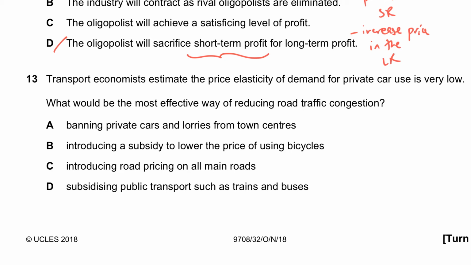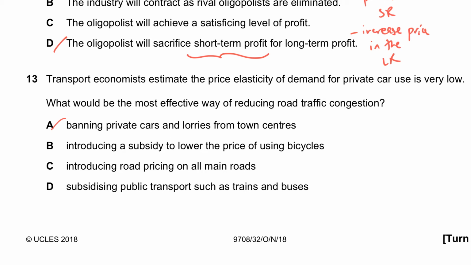We need to basically try to put a regulation in place, and that's why 13A may make sense, where banning private cars and lorries from town centers will be the right answer. So A makes sense here. So A is the right answer. But let's look at other options as well.